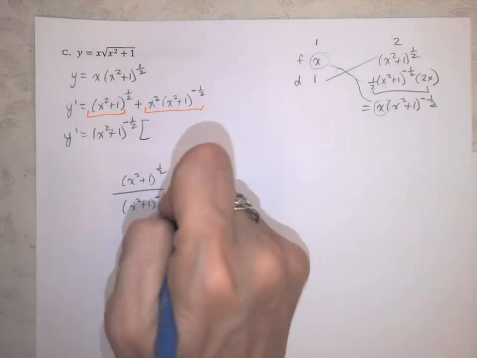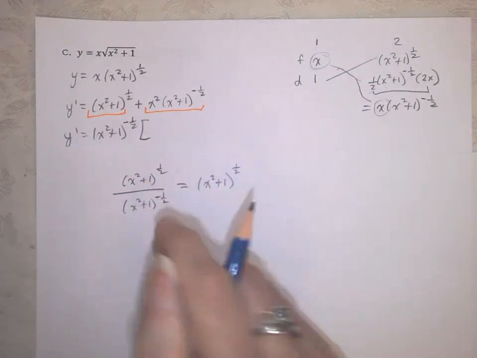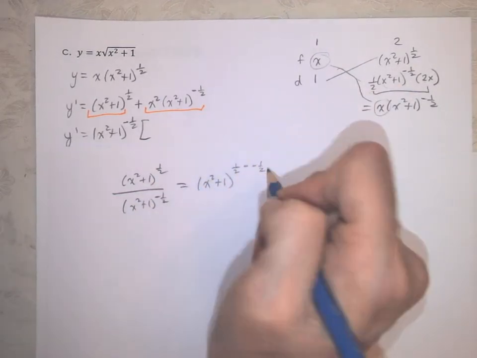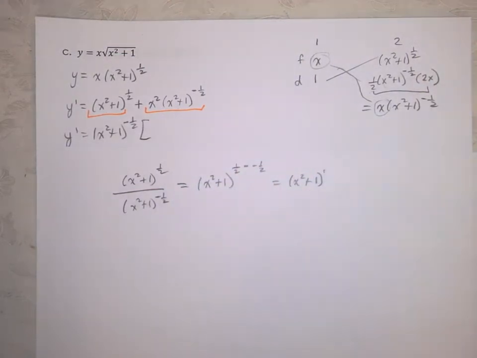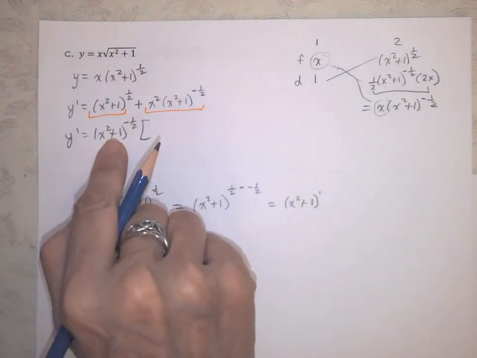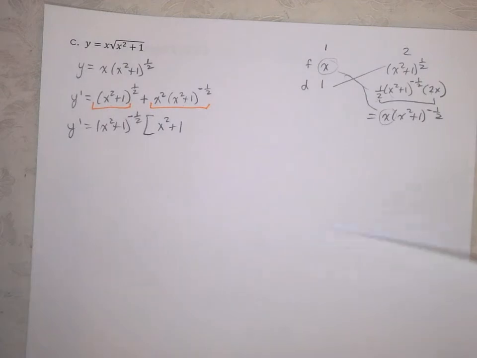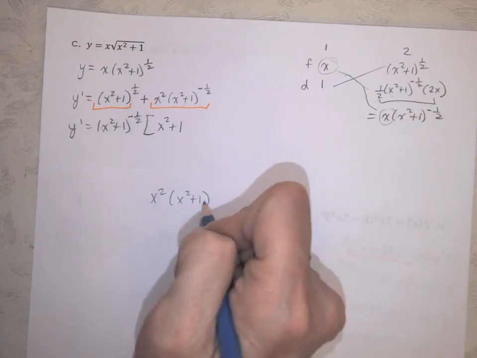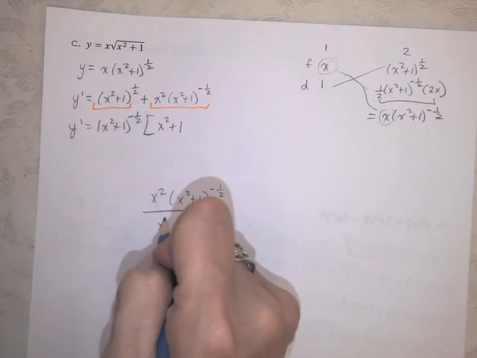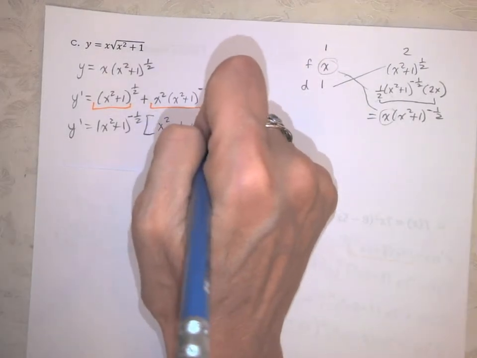So using exponent rules, I keep the base and subtract the exponent. So 1/2 minus negative 1/2 is the same as 1/2 plus 1/2, which is 1. So when you common factor out x squared plus 1 to the negative 1/2 into the first term, you're just left with x squared plus 1. With the second term, if I'm dividing x squared times x squared plus 1 to the negative 1/2 by x squared plus 1 to the negative 1/2, these cancel, and I'm just left with plus x squared.